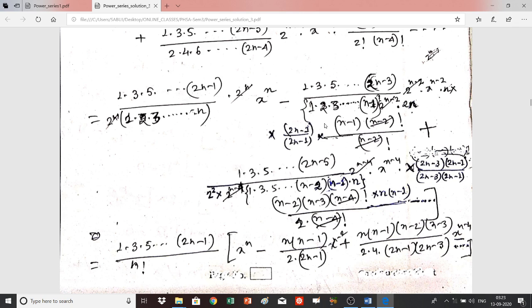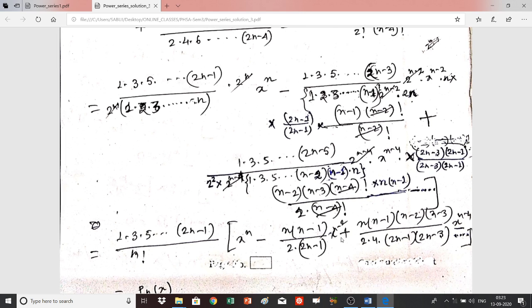Okay, and now what is the residual part? That is equal to n from here and n minus 1 from here. So you write n into n minus 1, and 2n minus 1 is from here. So you write here 2n minus 1, and another 2, that is this 2, is written here. So the second term is n into n minus 1 by 2 into 2n minus 1, and from here x to the power n minus 2. So I write here x to the power n minus 2.